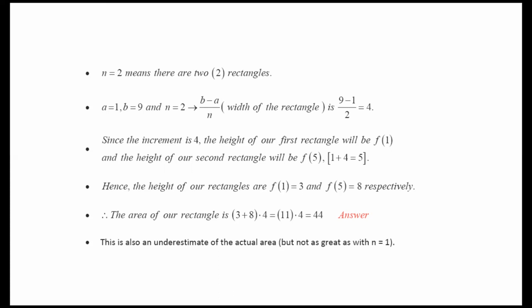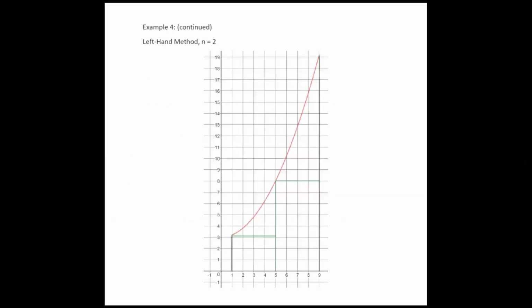Now what that 4 is, B minus A over N, is the width of the rectangle, but it also is our increment. Now you say, what are you talking about, increment? Well, I start at 1, and my increment is 4, so my next point is going to be 4 units over from 1, which is 5. So that's my second rectangle. The height of my first rectangle is f of 1, which is 3. And the height of my second rectangle is f of 5, which is 8. Each of them has a width of 4.